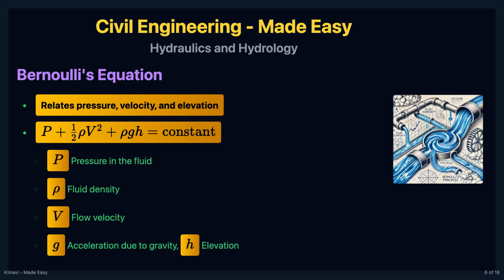Bernoulli's equation relates the pressure, velocity, and elevation in a moving fluid. It is given by P plus 1/2 rho V squared plus rho gh equals a constant. Here, P is the pressure, rho is the fluid density, V is the flow velocity, g is the acceleration due to gravity, and h is the elevation.